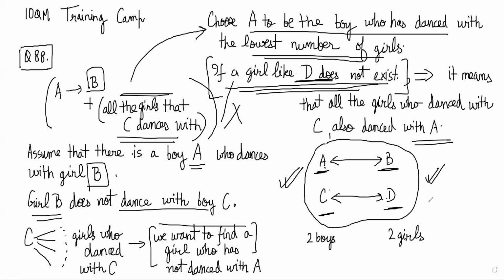You have to prove the existence by choosing A to be the boy with the least number of girls. And after that, you have to set it up like this and solve the problem. I hope you have understood the solution here. Let's move on to the next problem.